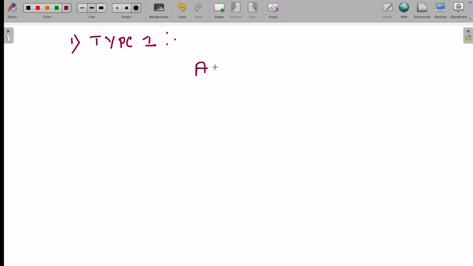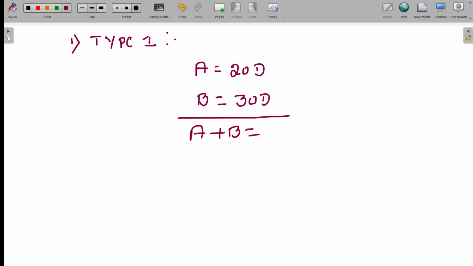A can complete a job in 20 days. Person B can complete a job in 30 days. Then the question they may ask is like this: A plus B can complete a job in how many days? Whenever they ask a question in days, if they give only time, you assume work.